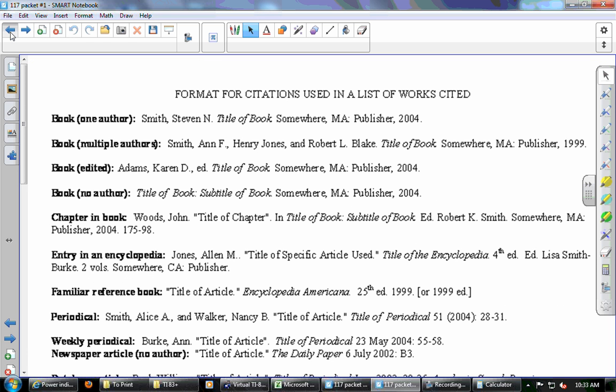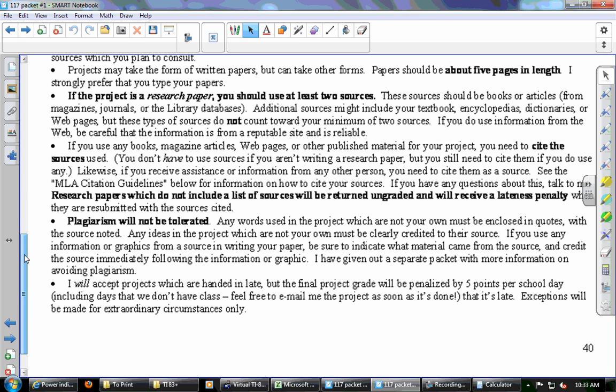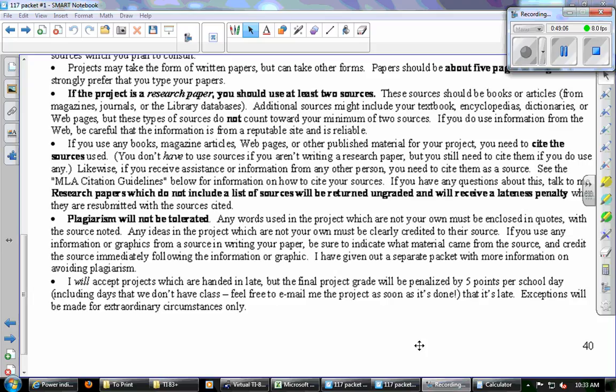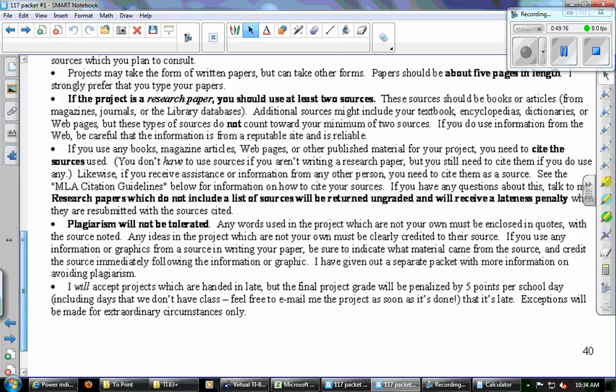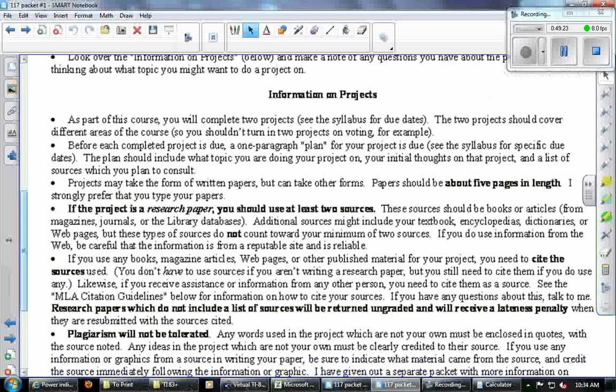Okay, so this is page number 40. All right, table in the back, let's come on up here. So this is page 40 of the first packet. It's where we have the general information about the projects. If you want to know how long it's supposed to be, it's in here. If you want to know how many sources you need to find, it's in here. All of the expectations are in here. Again, we're not going to spend our time together reading through this thing, but you should read through it if you haven't yet. A lot of good information here.